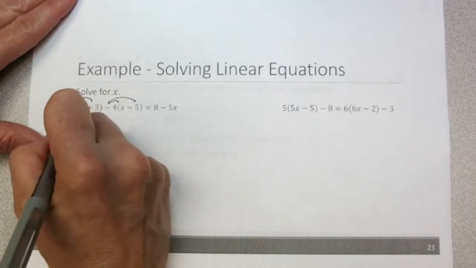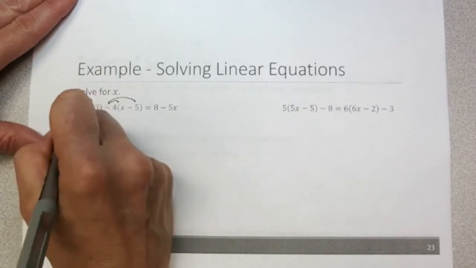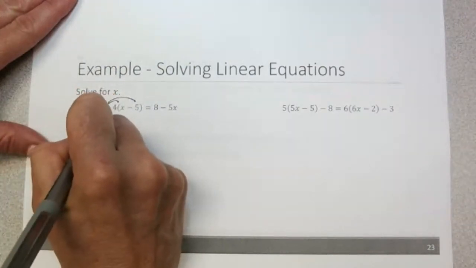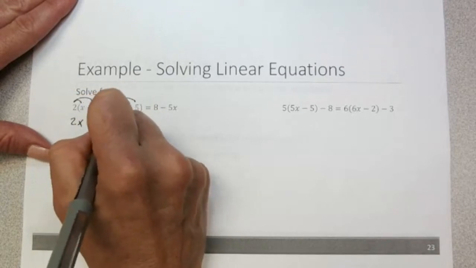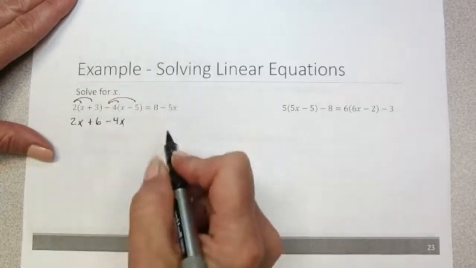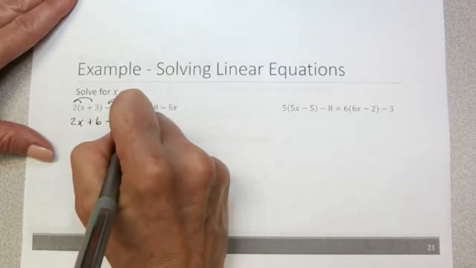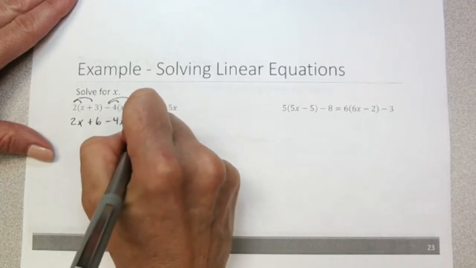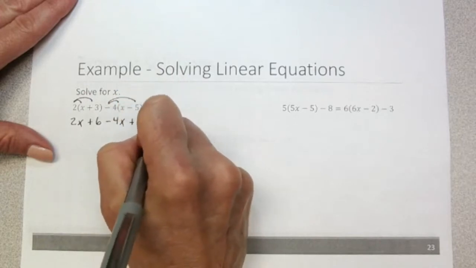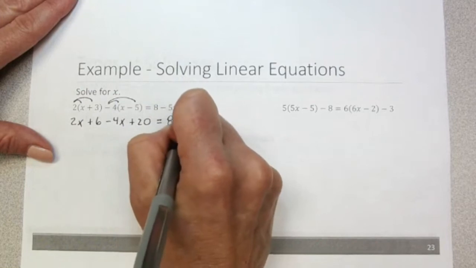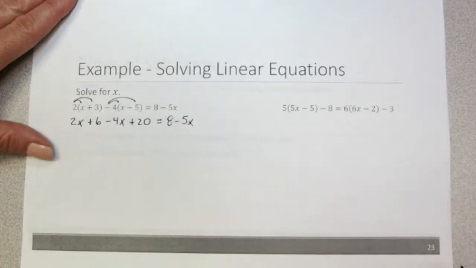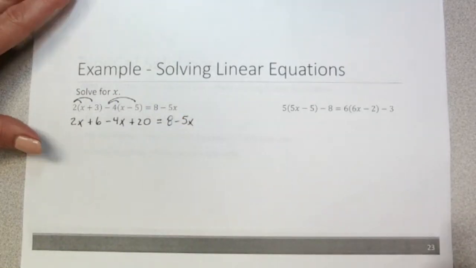All right. So 2 times x is 2x. 2 times 3 is 6. -4 times x, of course, is -4x. And -4 times -5 is positive 20. And that's going to equal 8 minus 5x. All right. Let's continue to simplify.